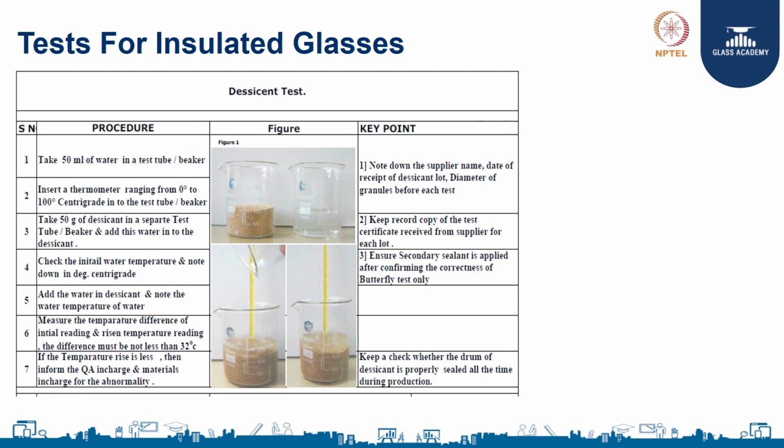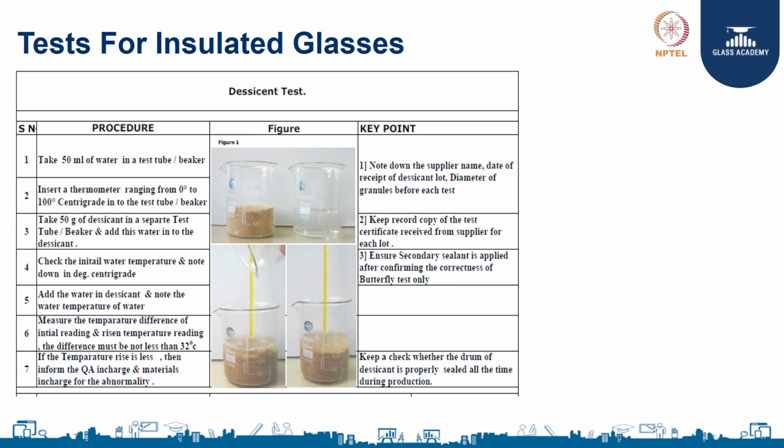Now, tests for insulated glasses. The first test we do is a desiccant test. In that procedure, you take 50 milliliter of water in a test tube or beaker, insert a thermometer ranging from 0 to 100 degrees centigrade in it, and measure the temperature. Then take 50 grams of desiccant in a separate test tube or beaker and add that 50 ml of water on top of it.